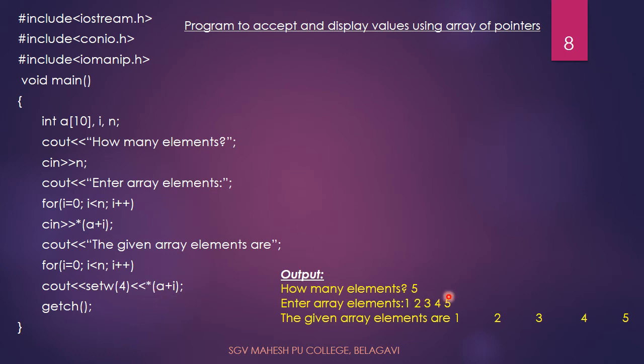So when I execute, my n value is 5. It will ask me to enter the array elements. So I will type 1, 2, 3, 4, 5, any random numbers. Whatever content is stored in this, the same thing I'm going to display using a cout statement.